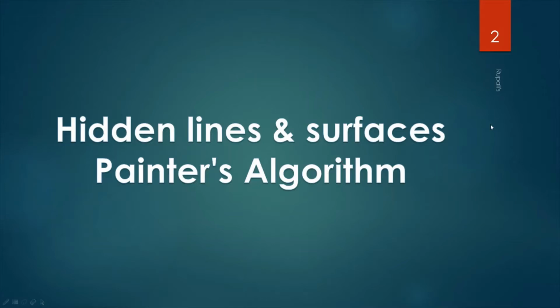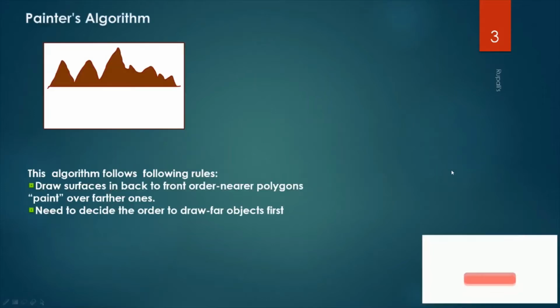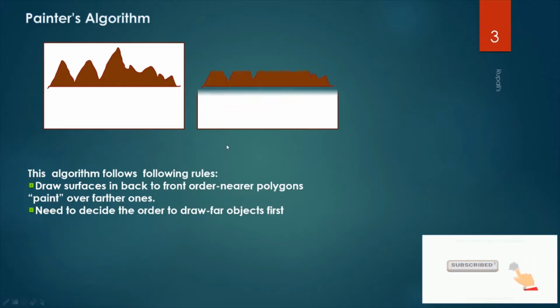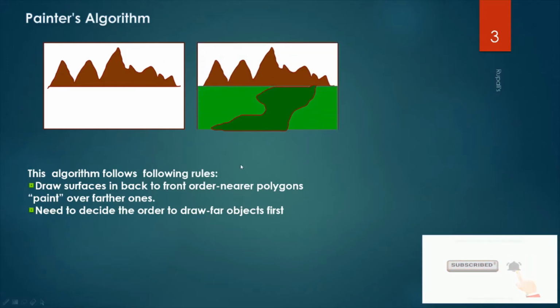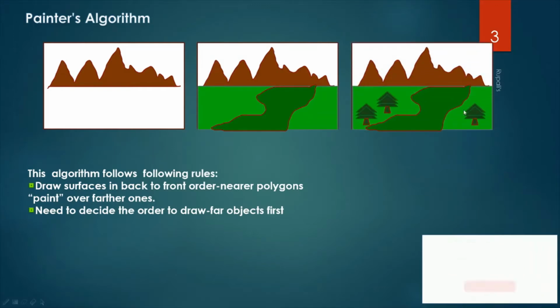Today we will learn another algorithm from the chapter Hidden Line and Surfaces. The algorithm name is Painter's algorithm. In this algorithm, first you have to draw the furthest object. So draw surfaces in back to front order, nearer polygons paint over further ones. Need to decide the order to draw far object first. So draw the furthest object first. See the figure: first draw it, then the nearer object, and again the nearest object, in this way.